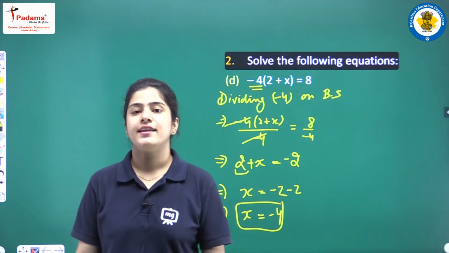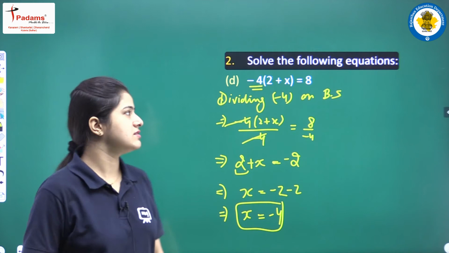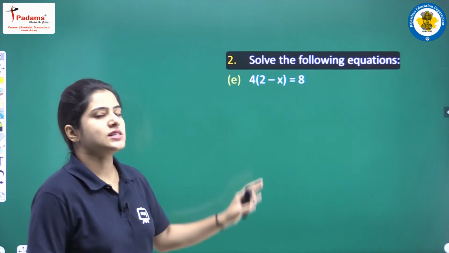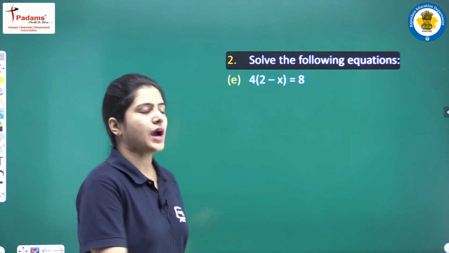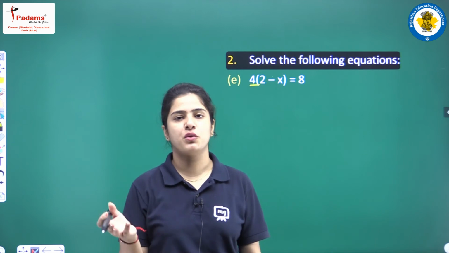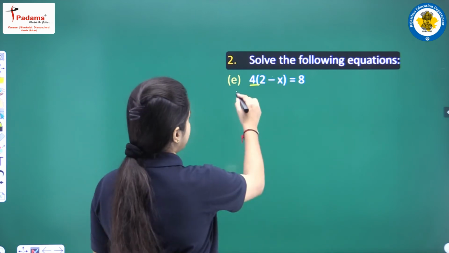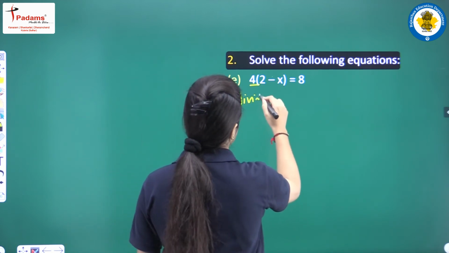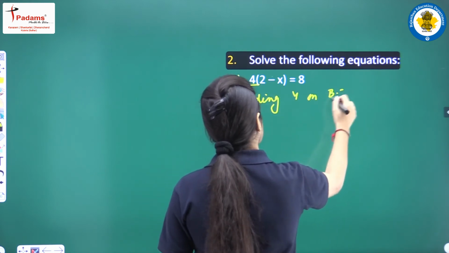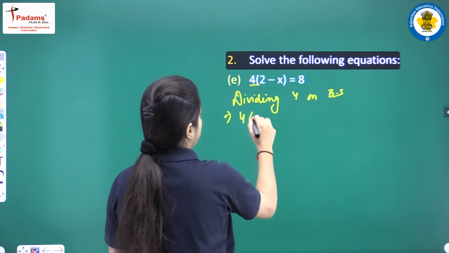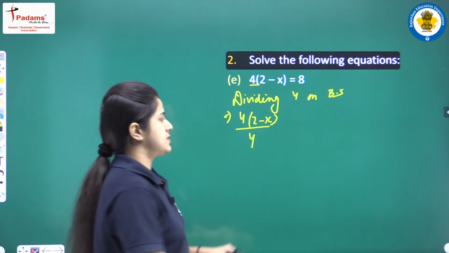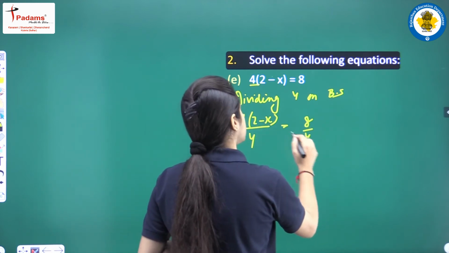Okay students, now looking at another question, part E. 4 into 2 minus x is equal to 8. Now you have to eliminate this 4, and to eliminate it you have to divide by 4 on both the sides. So 4 into 2 minus x upon 4 is equal to 8 upon 4, right students?